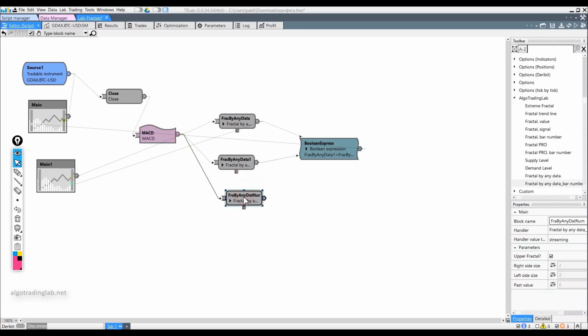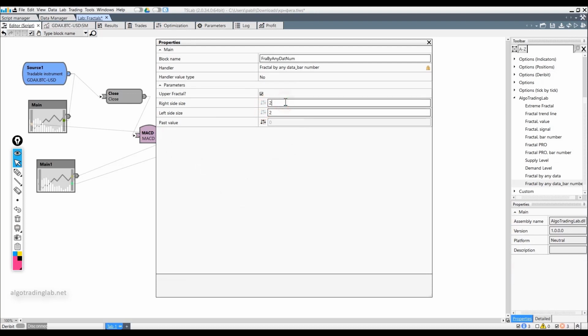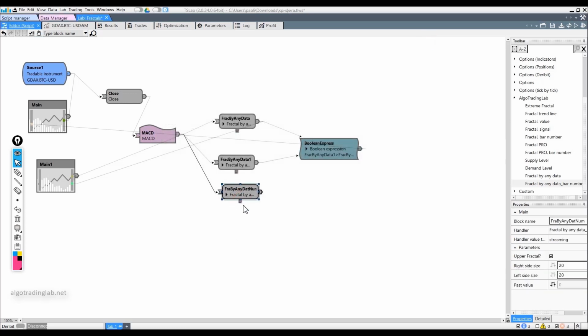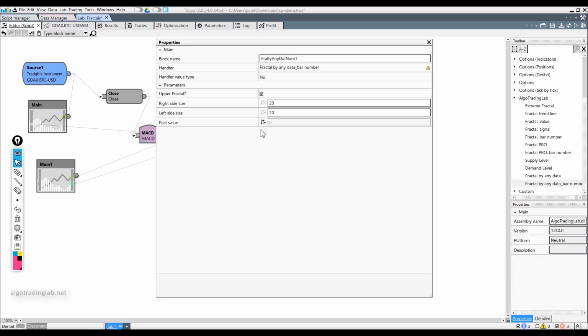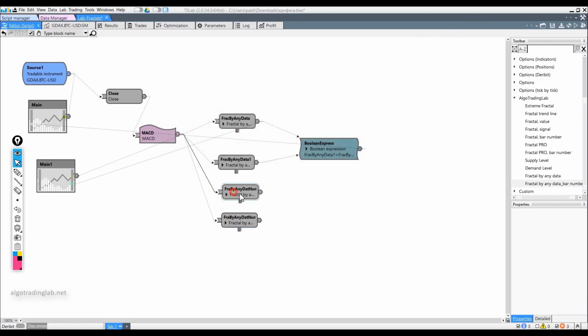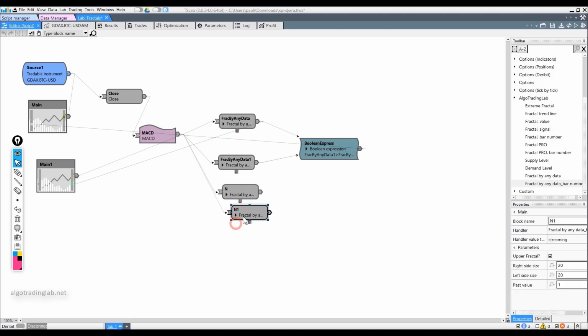It goes without saying that the same parameters should be here as well. As we already know, parameters can be connected through the linked parameter block to further facilitate optimization. For the time being, I'll take it this way, so that it will be faster. We will also bring one more fractal by any data by number block with the same parameters, except this time we will put 1 in the past value field in order to find out the price of the last fractal. We will rename the blocks N and N1.